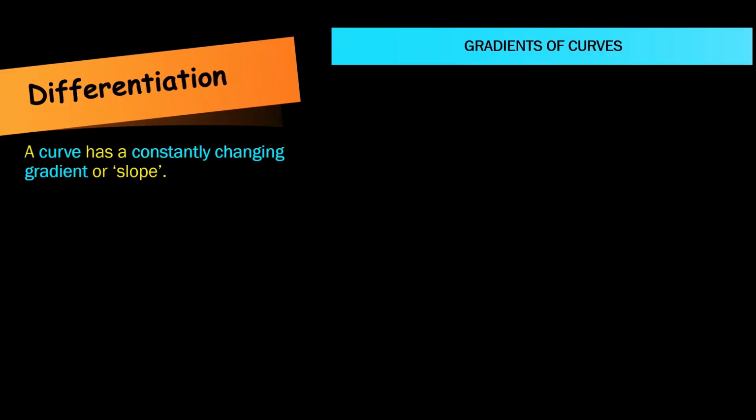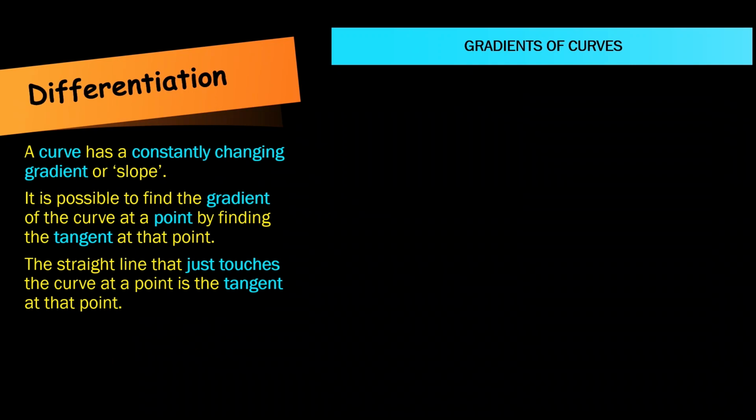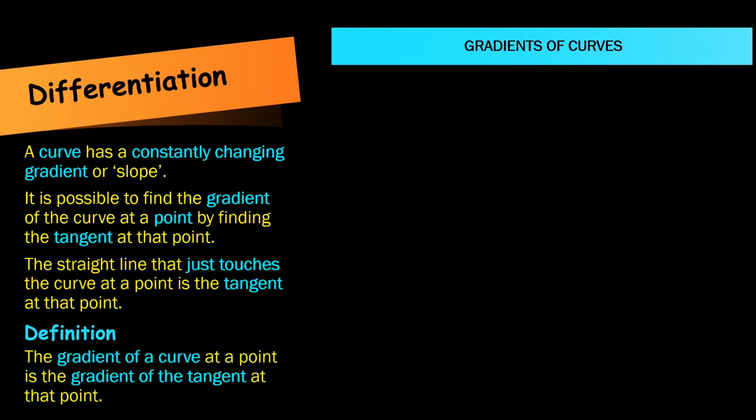A curve has a constantly changing gradient or slope. It is possible to find the gradient of the curve at a point by finding the tangent at that point. The straight line that just touches the curve at a point is the tangent at that point. So we can say that the gradient of a curve at a point is the gradient of the tangent at that point. Let's take a look at an example to illustrate this.